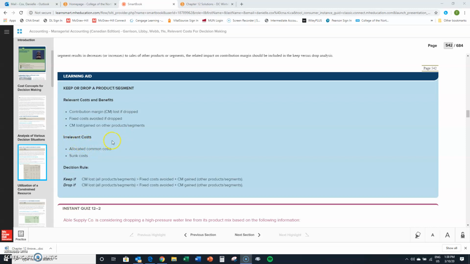But again, like we mentioned a few seconds ago, irrelevant costs: allocated common costs is one. Common costs often get allocated out to different products or segments based on volume or whatever criteria they want. They're just allocated based on some criteria to that product or segment. They're going to be there whether that thing is dropped or not.